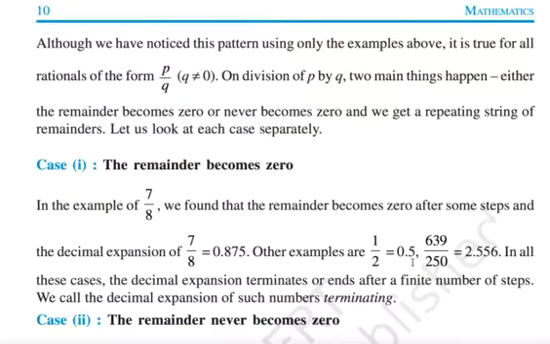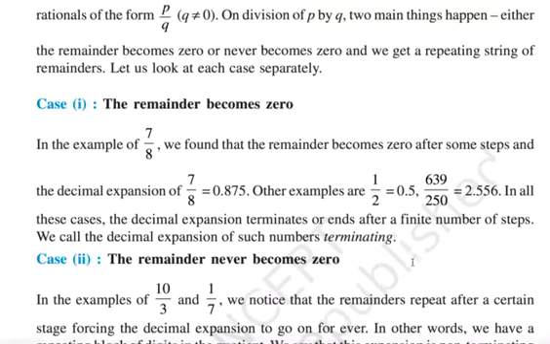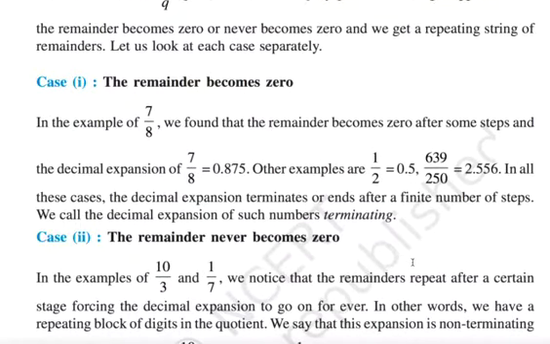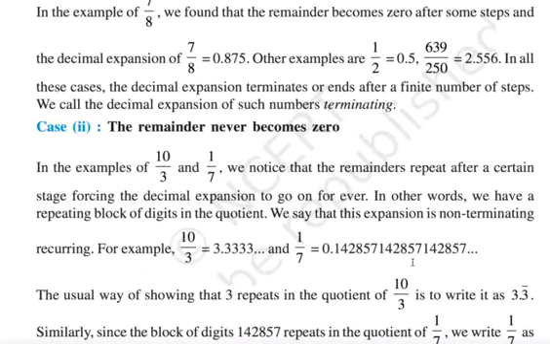The remainder becomes 0. For example, 7 by 8, we found that the remainder becomes 0 after some steps and the decimal expansion is 0.875. For example, 1 by 2 is 0.5, and 639 by 250 is 2.556. In all the three cases, the decimal expansion terminates or ends after a finite number of steps. We call the decimal expansion of such numbers terminating. Second case, the remainder never becomes 0.